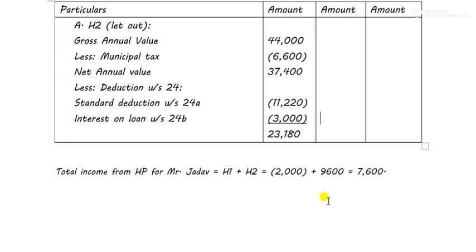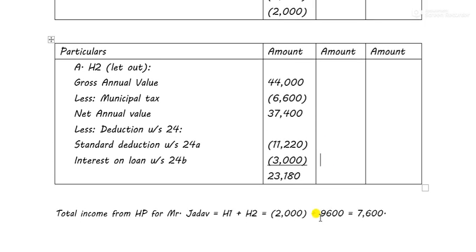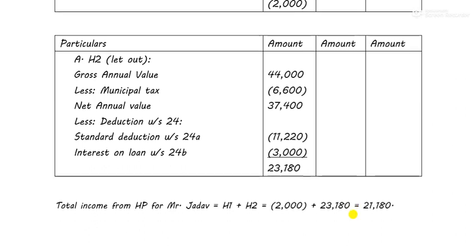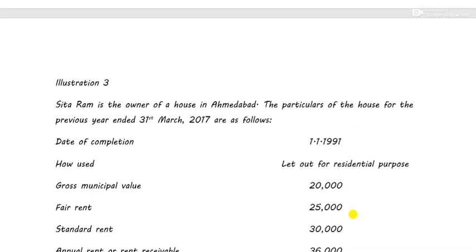Now calculate the total income from house property. This will remain 2,000 and this will become 23,180. So 23,180 minus 2,000 is 21,180. This mistake was pointed out by Toshiba Noor Sabha and none of the other students. So congrats to her.